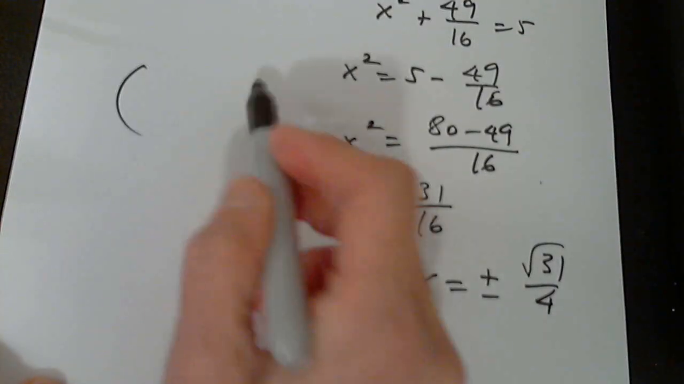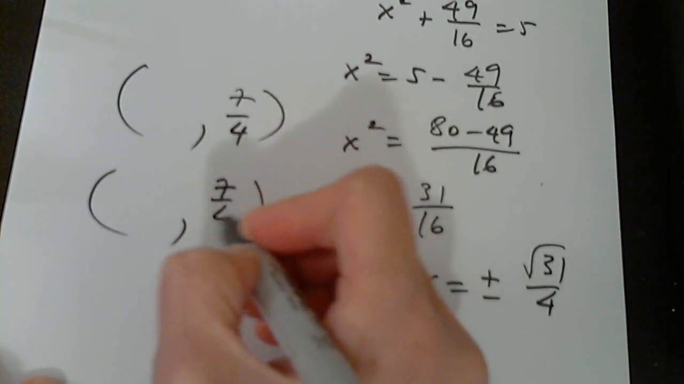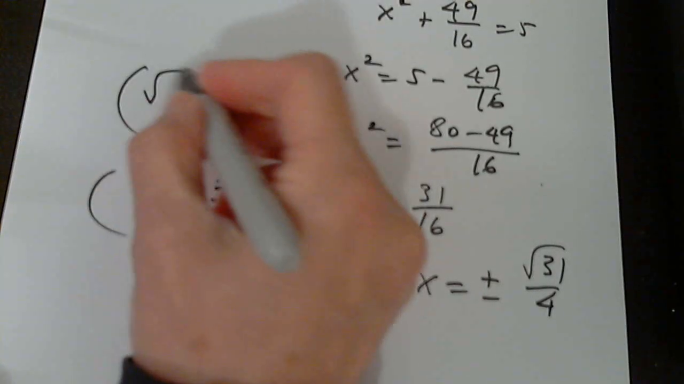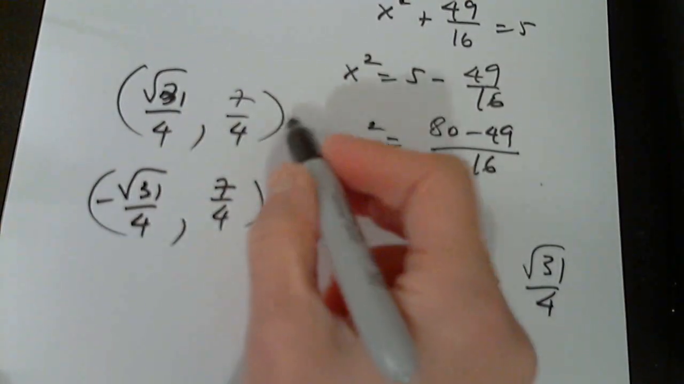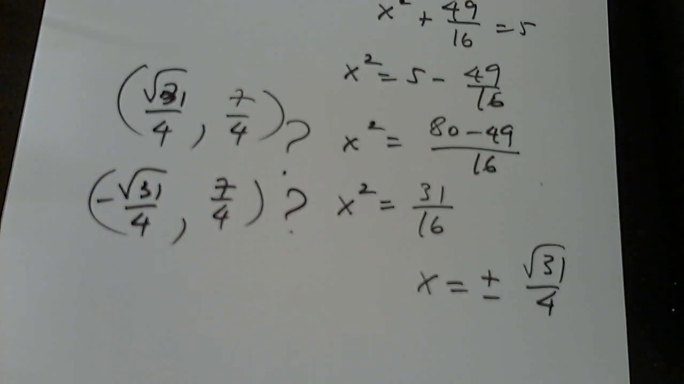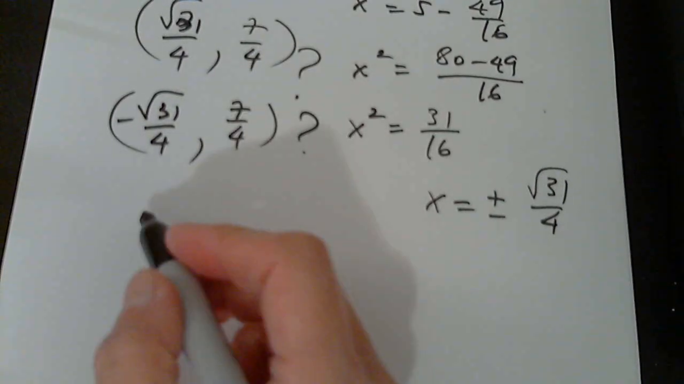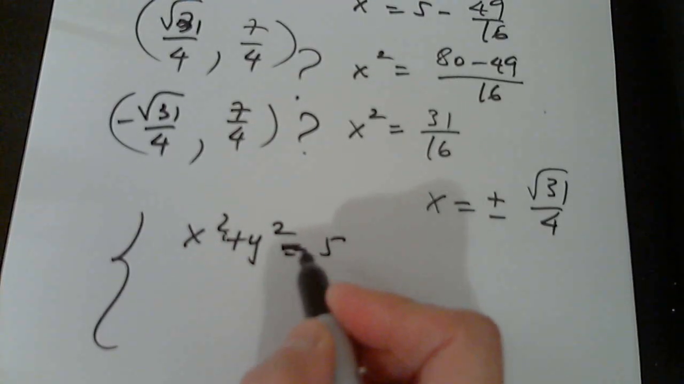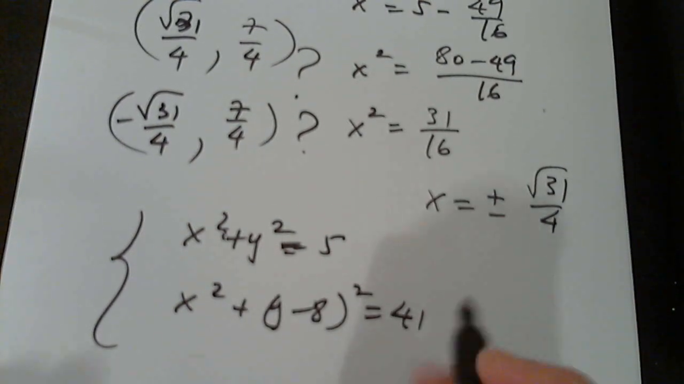Wow. Okay, it's very possible. We'll check the answer in a minute. So y, no matter what, is 7/4. But x is the square root of 31 over 4, and the negative square root of 31 over 4. Is this true? I really have no idea. Good. So let me copy the system here, because we have to check in both. So x squared plus y squared equals 5. And then x squared plus quantity y minus 8 squared equals 41. Okay.